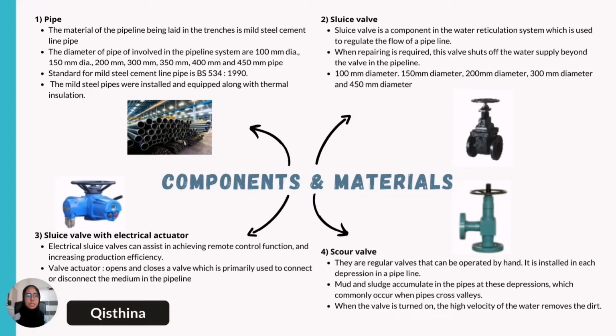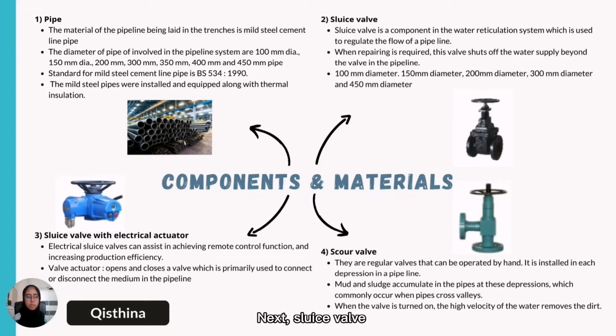Also, the mild steel pipes were installed and equipped with thermal insulation to protect them from the heat. Secondly, the sluice valve. The sluice valve is a component in the water reticulation system which is used to regulate the flow of a pipeline. When repairing is required, this valve shuts off the water supply beyond the valve in the pipeline. The diameter of the sluice valve involved in the project is 100, 150, 200, 300, and 450 mm.